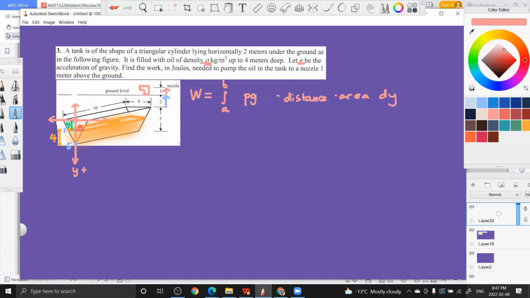Let me explain what's going on here. You always put the x-axis on top of the shape, right? So this is the horizontal x-axis, then the vertical y-axis running down like this. Then we say that the positive y direction is under. We know that the oil is filled up to 4 meters deep. It is filled from here to here, which is 4 meters. Does that make sense? That part is pretty important.